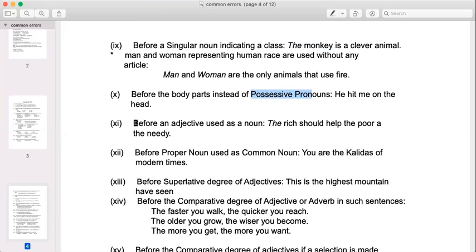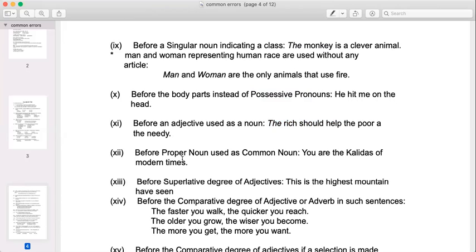Next is before an adjective used as a common noun. So it is not a noun, but the adjective is being used as a noun. For example, rich. Rich is someone's quality. But in this particular sentence, when we say the rich should help the poor and the needy, we mean to say that all the people of the rich class should help all the people of the poor class. So here "the rich" is acting as a noun.